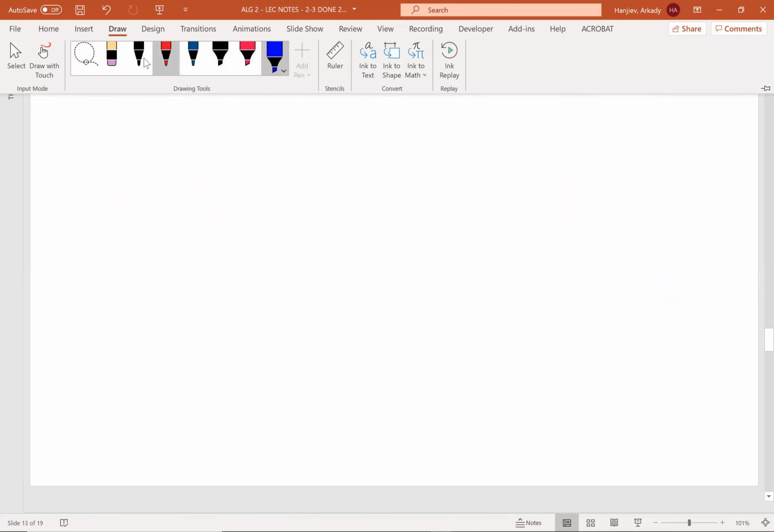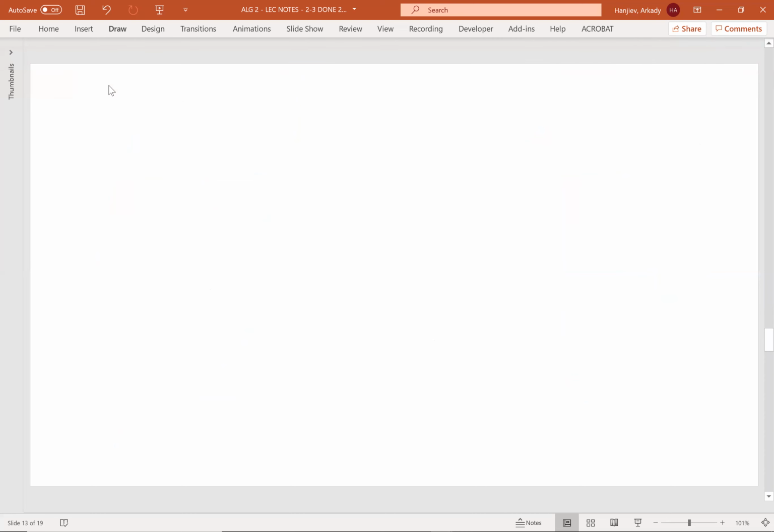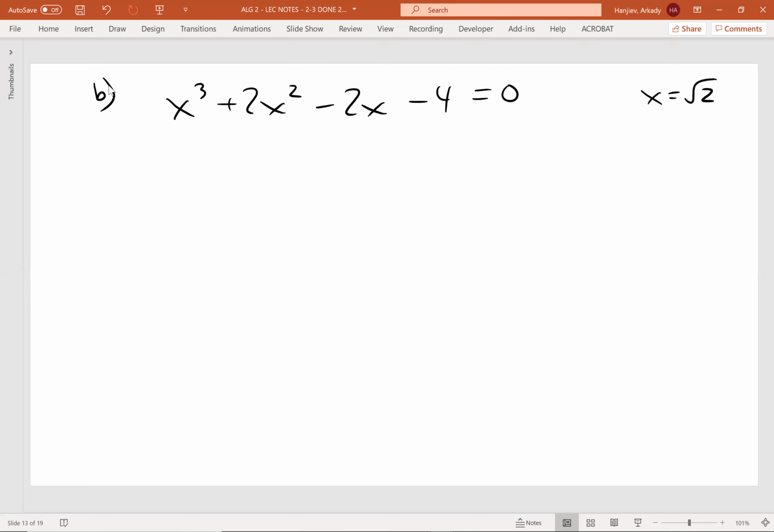So B. X cubed plus 2x squared minus 2x minus 4 equals 0. So I'm gonna write that correctly here. And then how about this one? Ooh, how fun, a square root inside there. And that is not even the funnest yet.